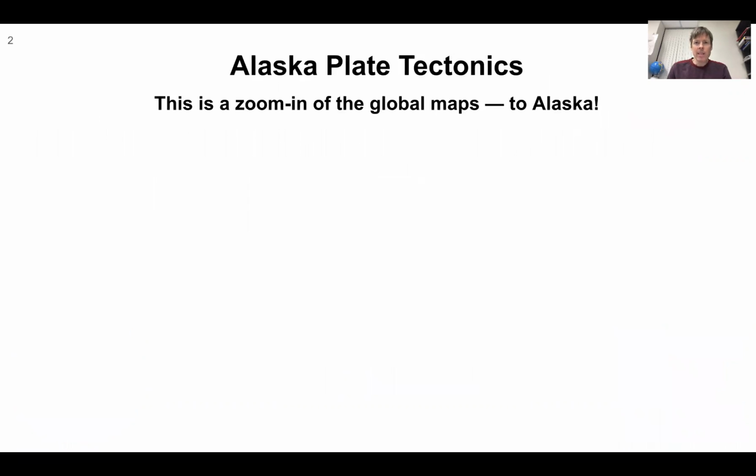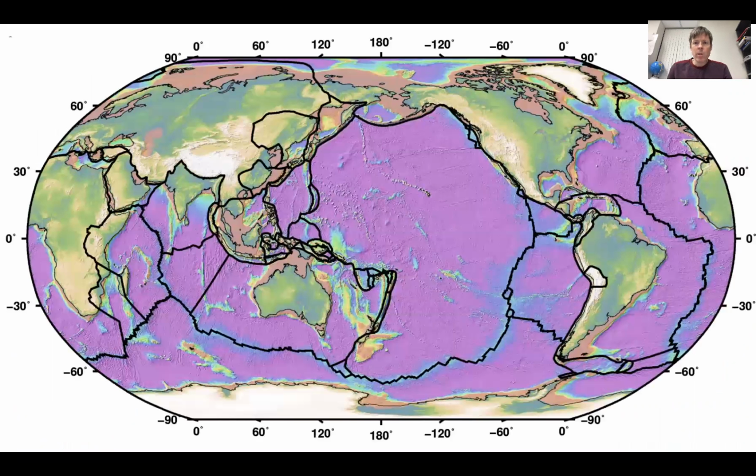The topic is Alaska plate tectonics. This is a zoom in of the global maps. So we start with the global view of bathymetry and topography, as well as the plate boundaries. We'll be looking at the plate boundary mostly between Pacific and North America.